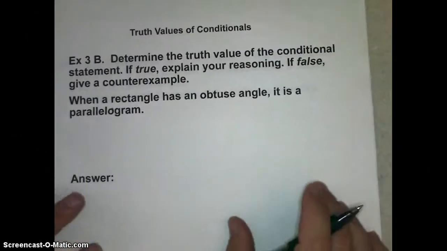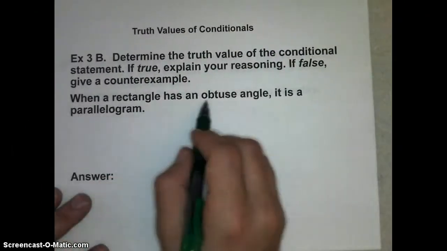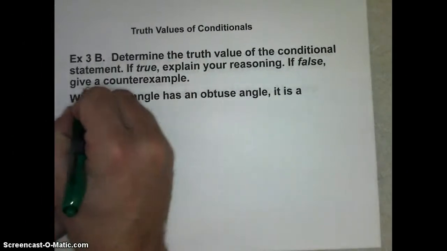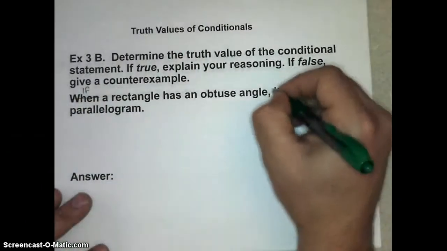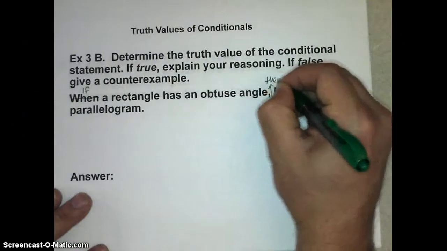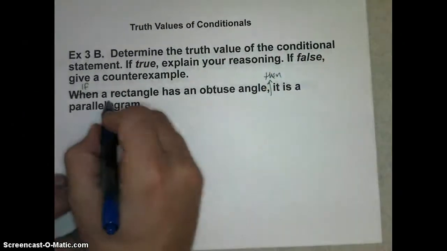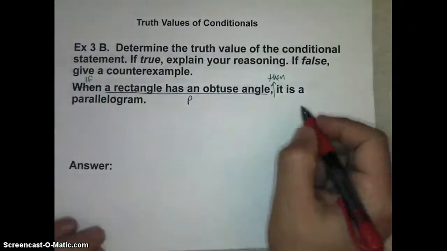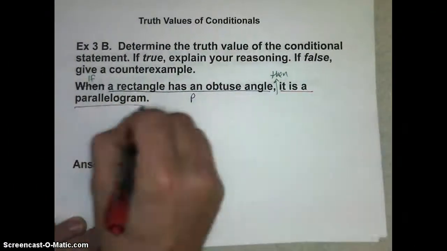Now let's try part B. When a rectangle has an obtuse angle, it is a parallelogram. We could also say, if a rectangle has an obtuse angle, then it is a parallelogram. Our hypothesis is a rectangle has an obtuse angle. Our conclusion is it is a parallelogram.